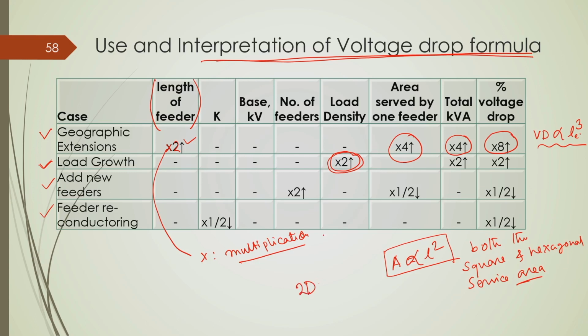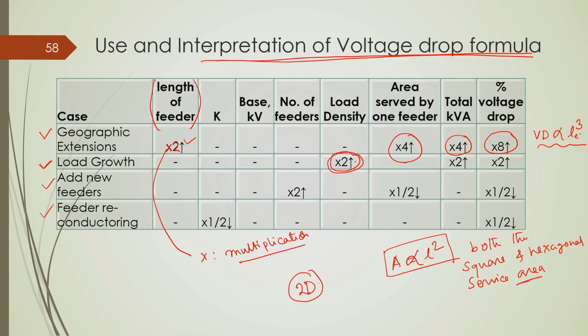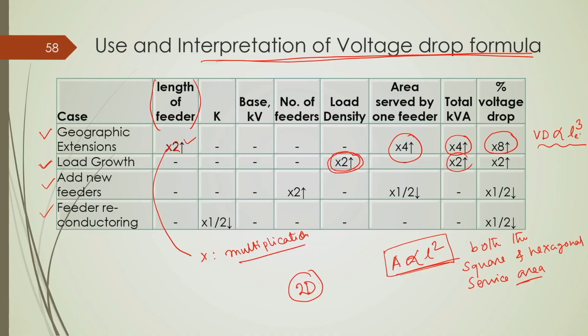So, actual load density will be 2 multiplied by the usual load density. So, what will be that impact? This area of the feeder will remain constant, because the area of the feeder only depends upon the length of the feeder, but the load served by this feeder will be twice the actual load the feeder is serving, because you can remember S_n is equal to capital D multiplied by A_n.